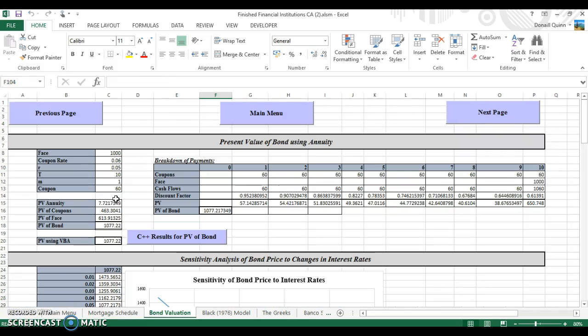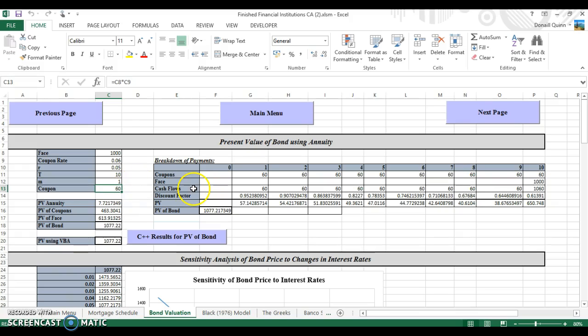The present value of a bond was then calculated. The bond had a face value of 1,000, a coupon rate of 6%, an interest rate of 5%, so it's a premium bond, and a maturity of 10 years, and a coupon of 60.